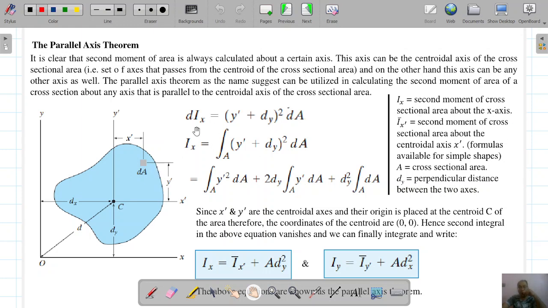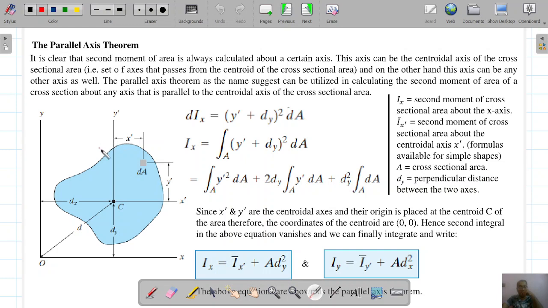So if you look at this, Ix is very important. What is Ix? Ix is the second moment of the cross sectional area about the x-axis. Ix dash is the second moment of the cross section about a centroidal axis x dash. This C is the centroidal axis, and what is the axis? X dash. The formulas for the simple shapes are available. A is the cross sectional area.